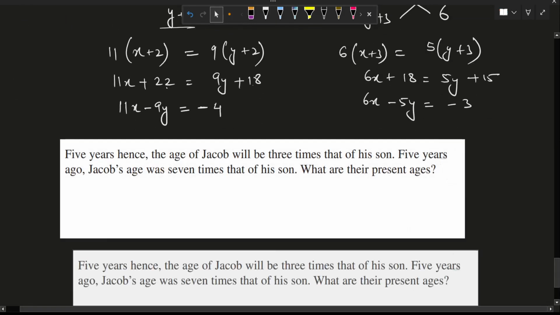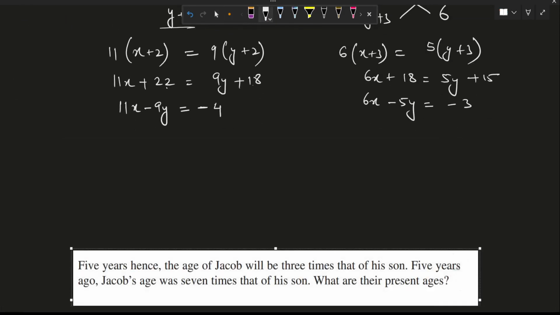Okay, students. Now we have the two equations. We have to use substitution. So whatever you feel is easier, you can do it like that. 11x is equal to 9y minus 4. x is 9y minus 4 by 11. Now substitute the value of x over here.